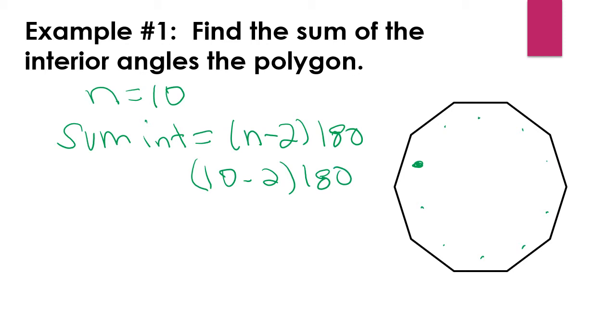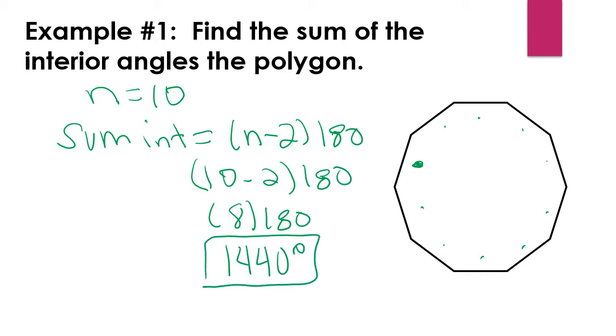times 180 degrees. If you continue with the math, and yes, you can use your calculator, you will have 8 times 180 degrees. And if you take the time to put that in your calculator, you end up with 1,440 degrees. So that says if you take all the interior angles of this polygon, every single one of these angles, and you add them up, you will come up with an angle total of 1,440.